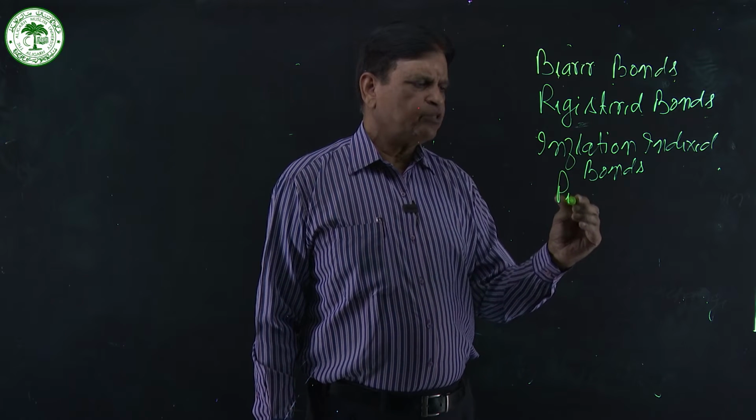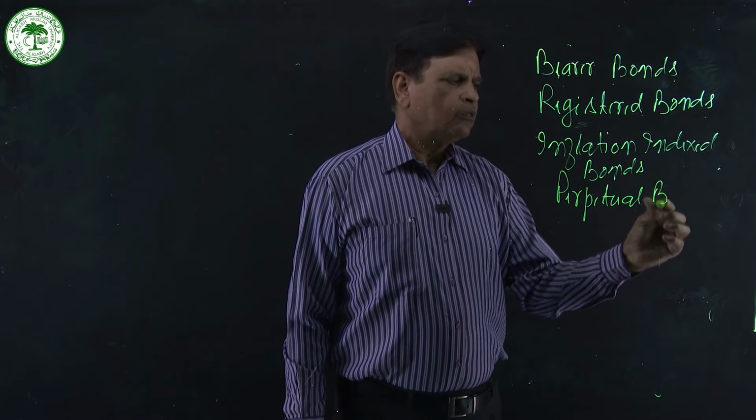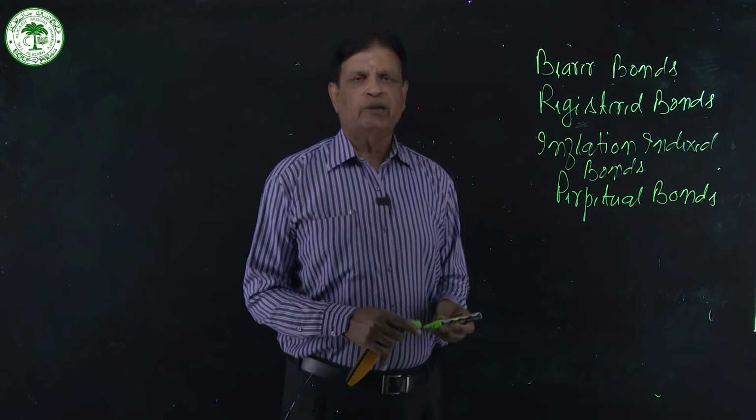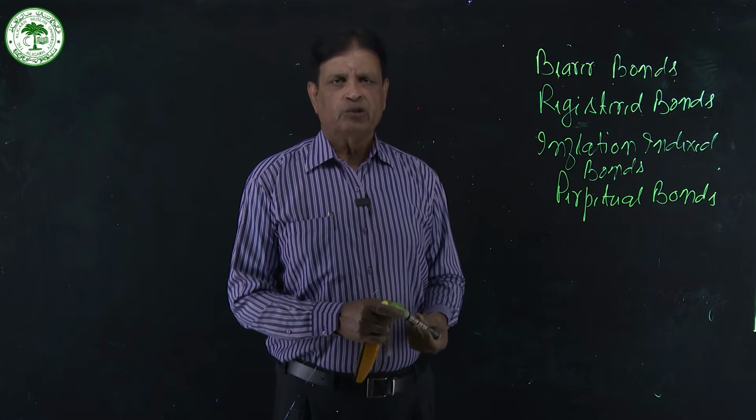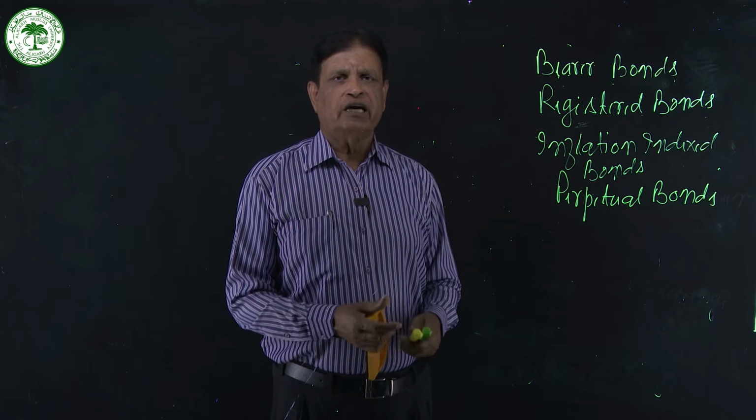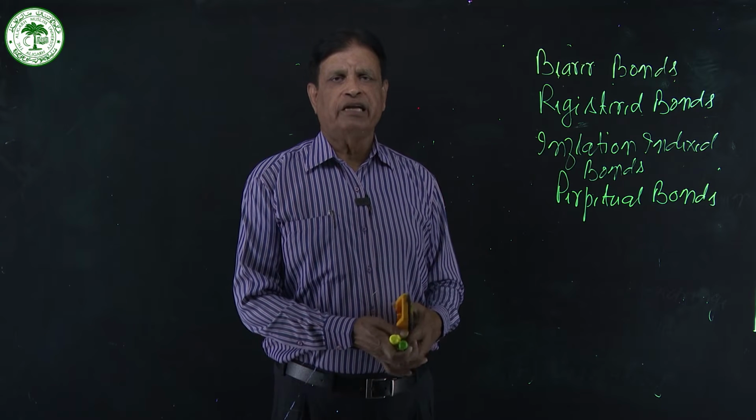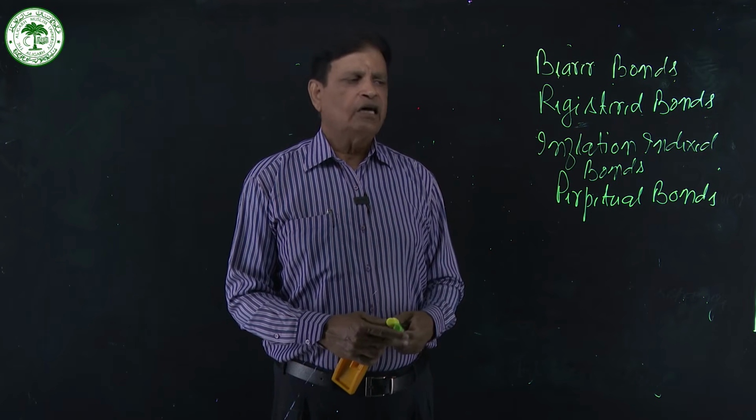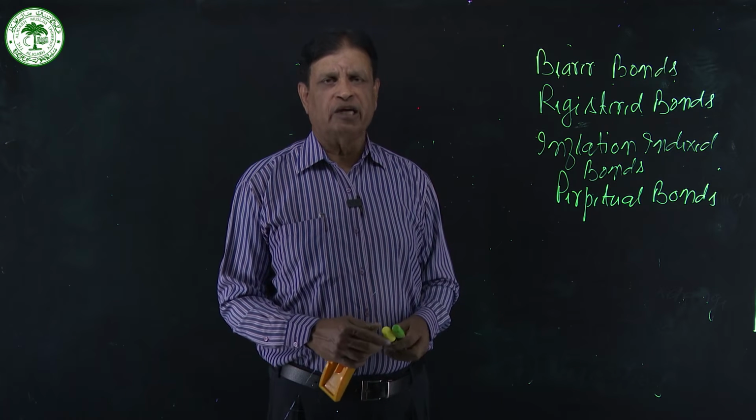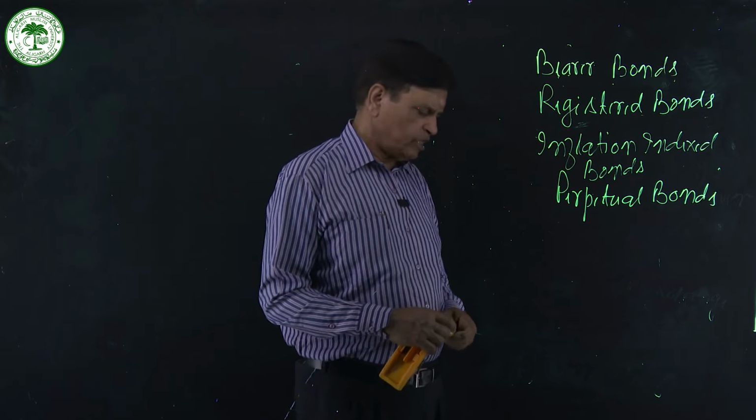Then we have perpetual bond. Perpetual bonds are those bonds which have no maturity period. So these bonds will never mature. Rather, here every year, if the interest is paid yearly, a fixed amount of income will be received by the holder. But these bonds will never mature, having no maturity period.